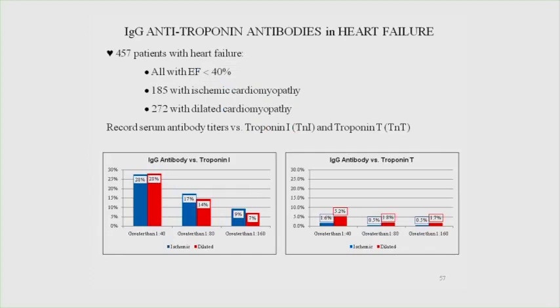IgG antibodies against troponin in heart failure. 457 patients with heart failure, all with poor pump function, ejection fractions below 40%. 185 with ischemic cardiomyopathy. They had heart pump dysfunction due to coronary disease. 272 have a dilated cardiomyopathy. Let's look at serum antibody levels to troponin I and troponin T. Here we have low-level antibodies, dilution greater than 1 to 40, intermediate 1 to 80, high 1 to 160. Both the ischemic and the dilated cardiomyopathy patients had a measure, about 10% had high titers to troponin I. Very few, you see less immune activity to troponin T.